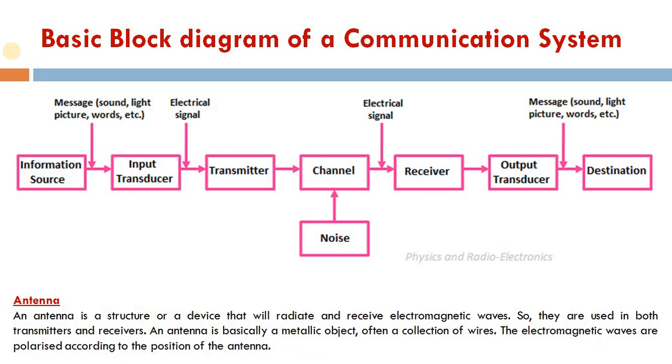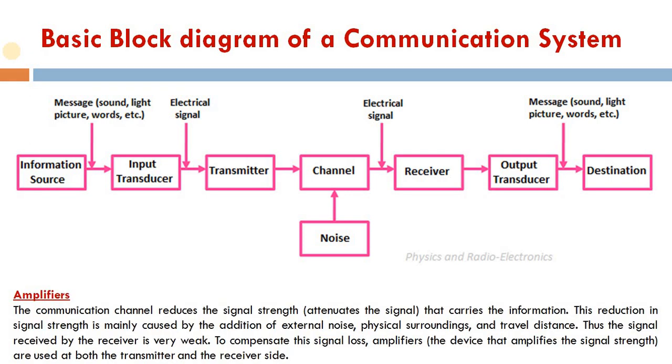Now we have the antenna. Antenna is a structure or a device that will radiate and receive electromagnetic waves. So, if we are planning for wireless communication or free space communication, we need the antenna. The antennas are used in both transmitters and receivers. An antenna is basically a metallic object, often a collection of wires. The electromagnetic waves are polarized according to the position of the antenna.